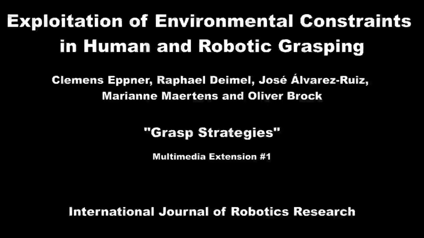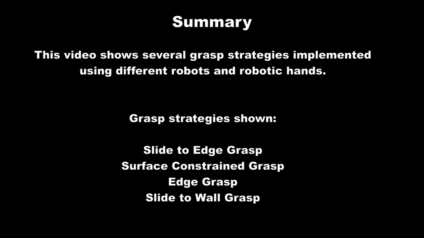In this work, we present the concept of environmental constraints in human and robot grasping. We will show sample grasps that derive their robustness from the exploitation of such constraints.